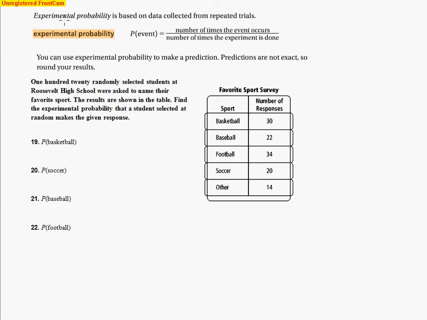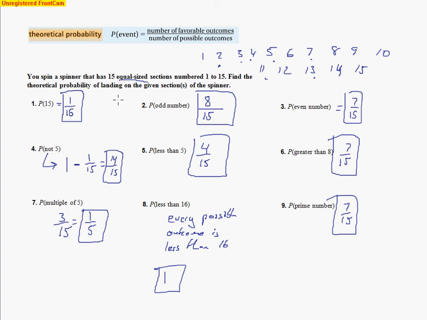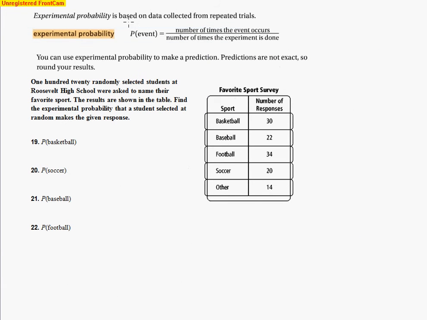The next one is asking about experimental probability. The difference from theoretical probability is that with theoretical probability we did not actually spin the spinner. We were just going for what happens if it lands on a 15. We were theorizing what would end up happening, about 1 out of 15 chances. Here it's the probability based on the number of times the event occurs. So we're actually doing some trials. It's how many times it actually occurred over the number of times this experiment was done.